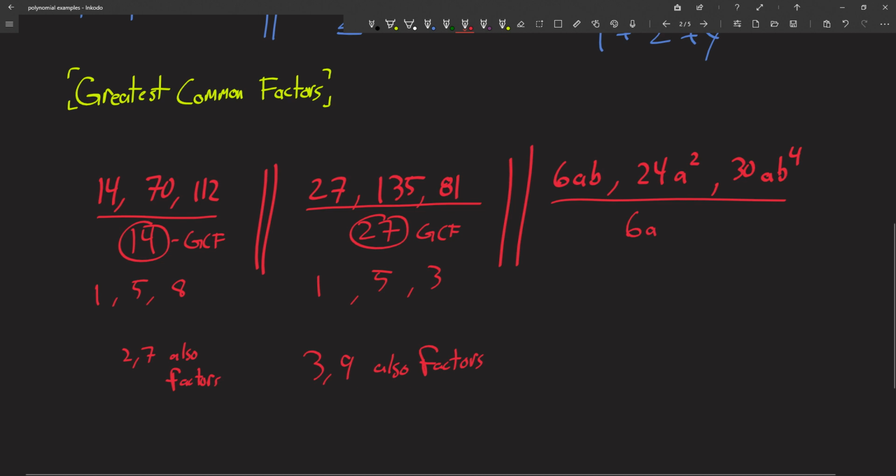6ab divided by 6a is just b. 24a squared divided by 6a is going to be 4a. And 30ab to the fourth, 30 by 6 is 5. a by a cancels out, and we've got b to the fourth left over. So 6a is the greatest common factor, but other factors included 2, 3, a. Those are all common factors between these three terms, but only 6a is the greatest of those.